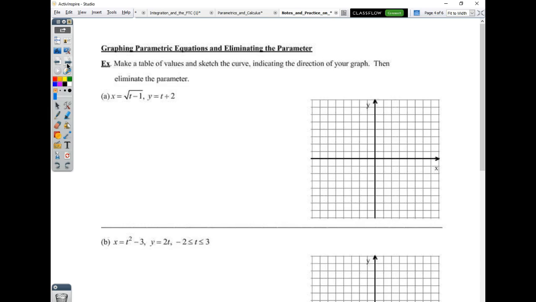Okay, so real fast, the pre-cal side. This is not something they are going to ask you questions on, but they are skills that can turn out to be fairly useful. So I want to make sure we at least are comfortable with these. Looking at my function, I've got x is equal to the square root of t minus 1, and y is equal to t plus 2. My job is to come up with a parametric table relating the t to both x and y.